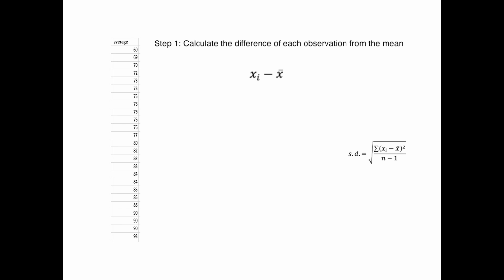Now intuitively, although we're not going to calculate it this way, we could figure out the average distance observations are from the mean by simply averaging the differences we just calculated in step 1. We could do this by using our average formula. That is, we could take the difference between xi and x bar, sum all those differences together, and divide by n. Let's take a look and see why that doesn't work with our average class grade data.